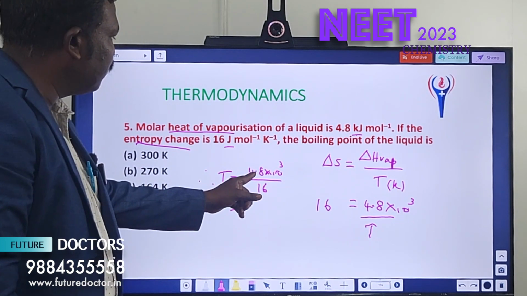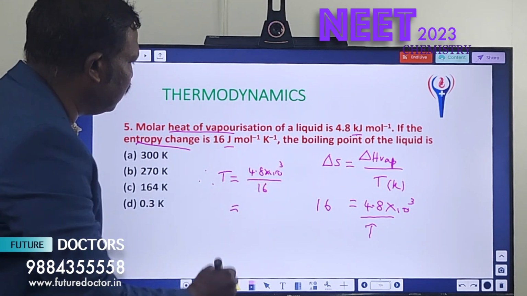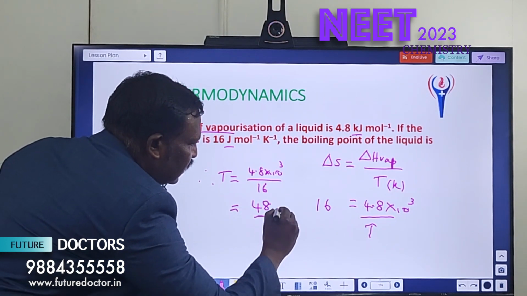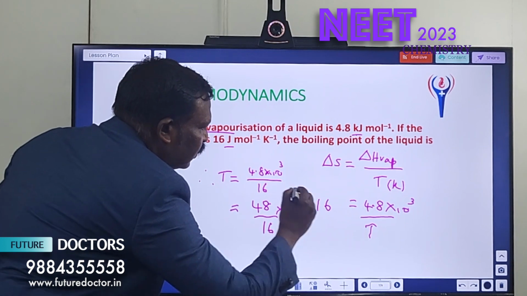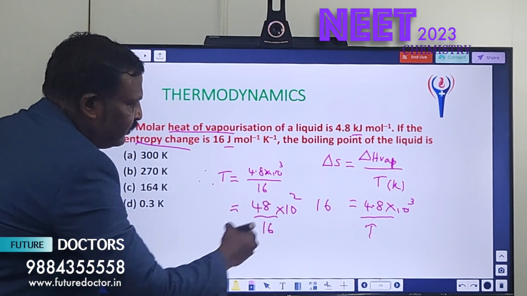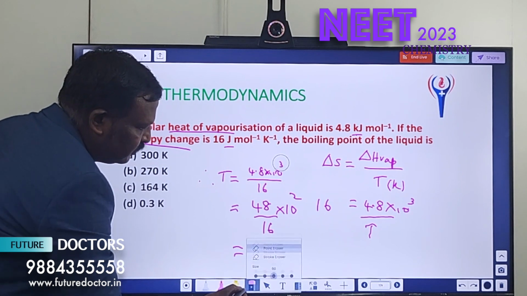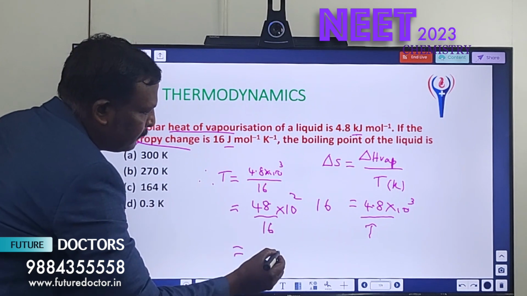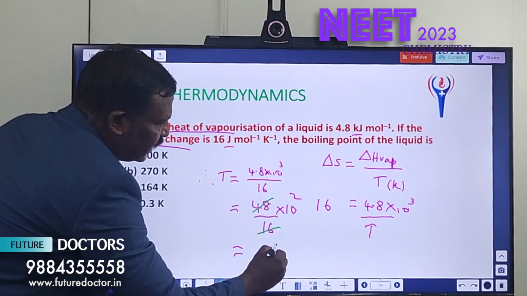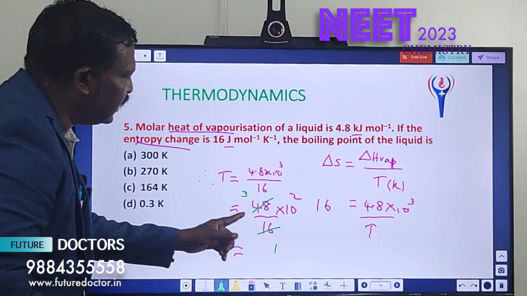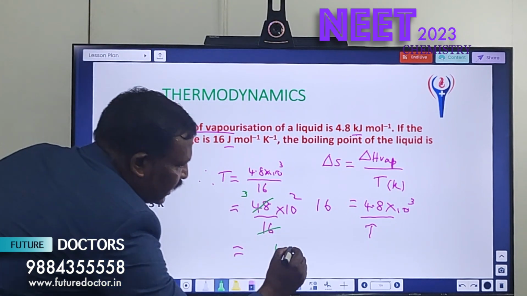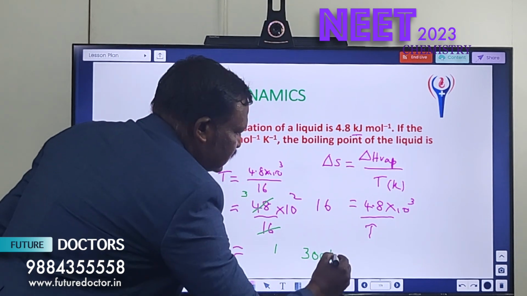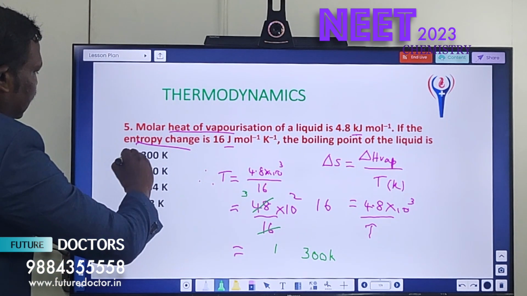Suppose here, 4.8, I take 48. So it will be 48 by 16 into 10 power 2. Now if you cancel, this is 1 time, this is 3 times. 3 into 10 power 2, answer is 300 Kelvin. Understood? So the following answer A is the correct one.